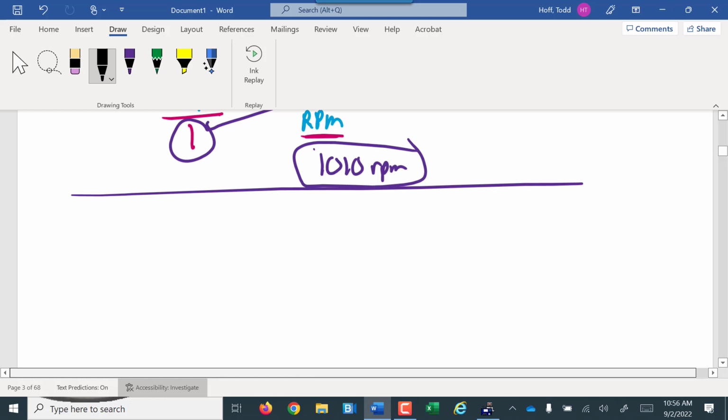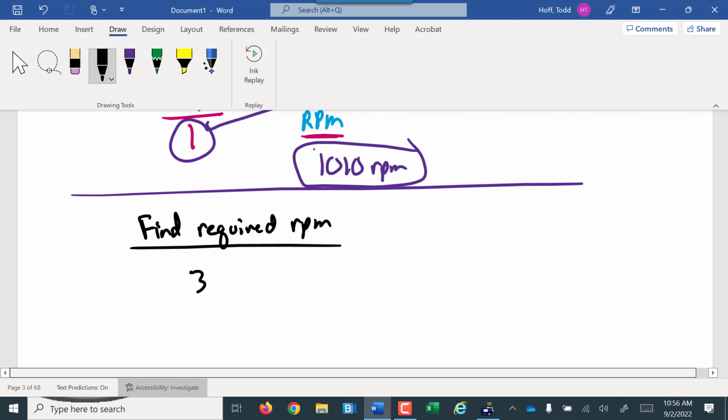Let's have you guys try an example of that. So find the required RPM. If we have a 3.5 horsepower motor that needs to develop, let's just go 27 pound-feet of torque.